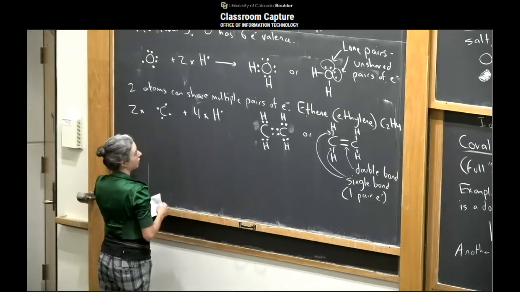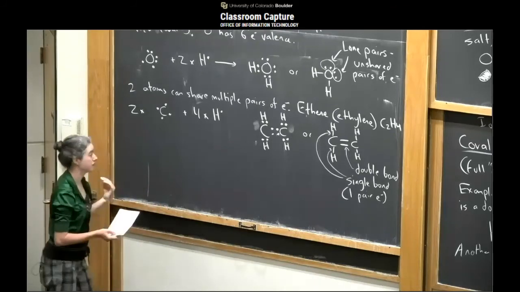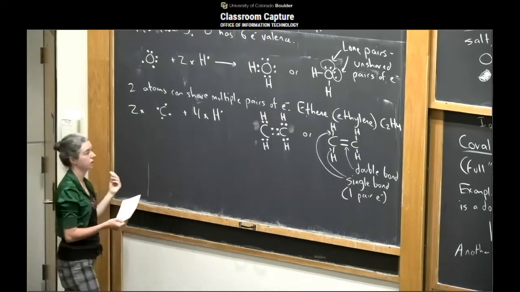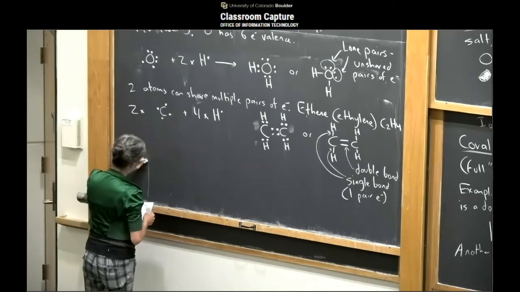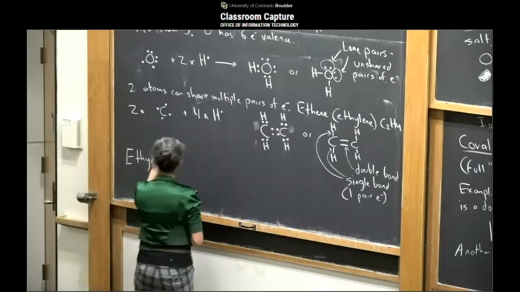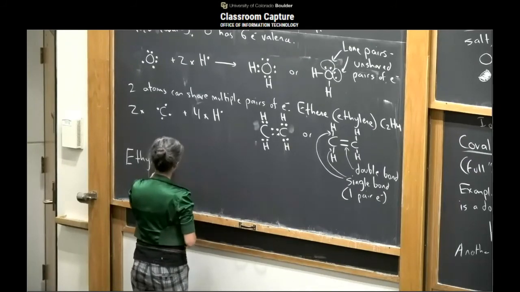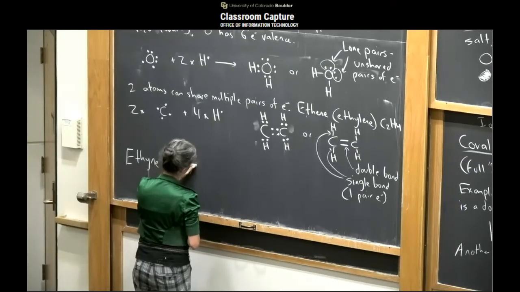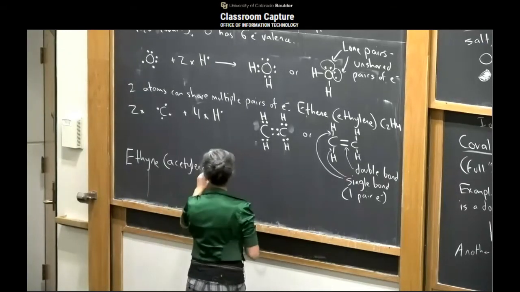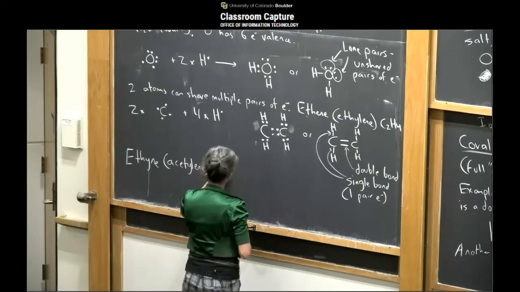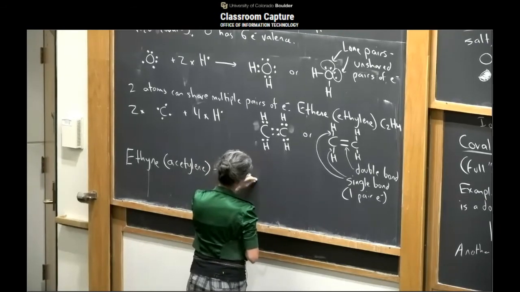and show up to 3 pairs of electrons being shared. So if we're looking at ethyne, which under the old naming would be called acetylene, which you may be familiar with because it's used for welding, it is C2H2.